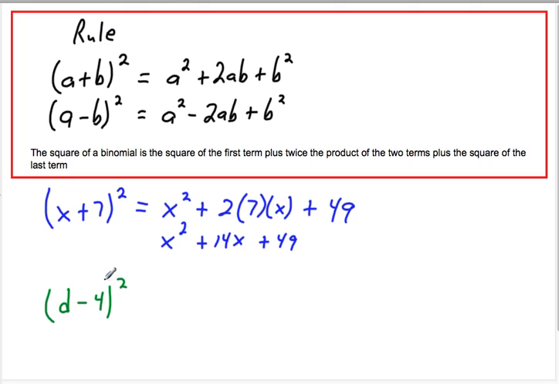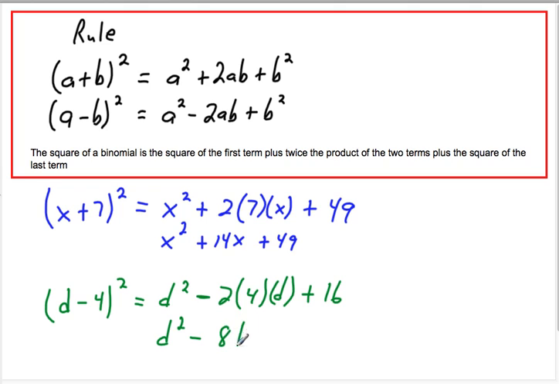For the green one, it's almost exactly the same. We're going to square the first one. Then we're going to subtract, here's the difference, and it's a difference, right? Double, or twice, the two numbers multiplied, so 4 and d, and then square the second thing. So that's going to end up being d squared minus 8d plus 16.